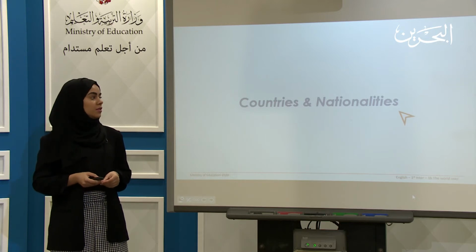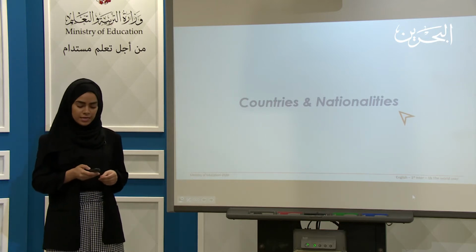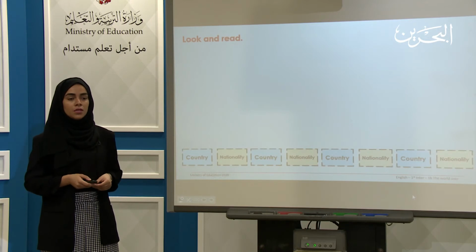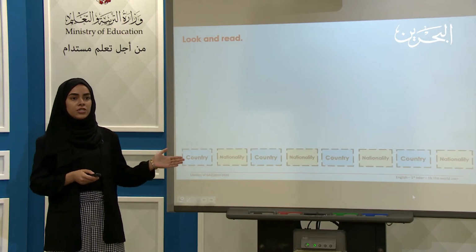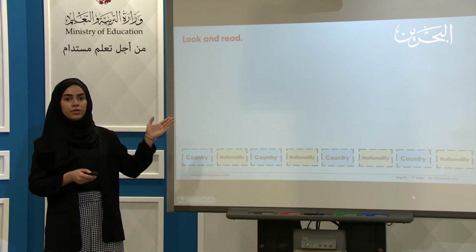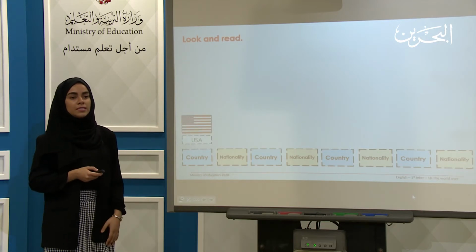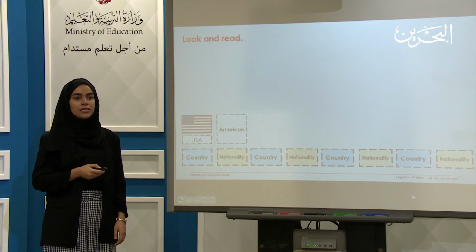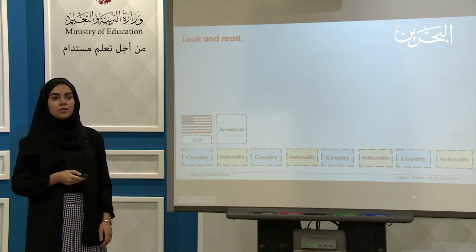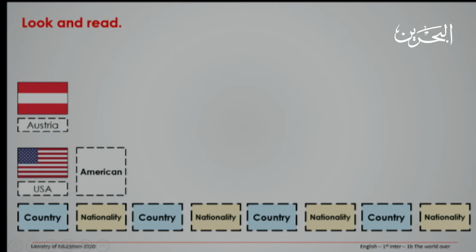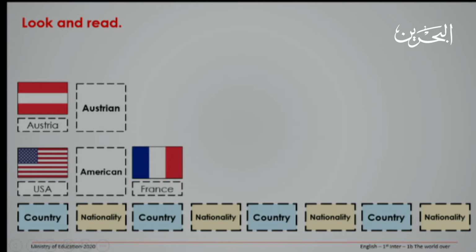So the first topic for today is countries and nationalities. You're going to have some countries and nationalities you have to look at and read. First one is USA, and the nationality is American. Next country is Austria, and the nationality is Austrian. Third country is France, and the nationality is French.